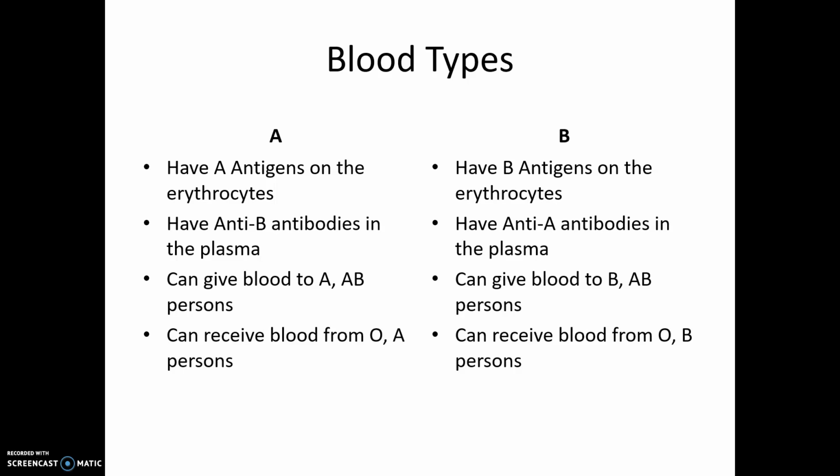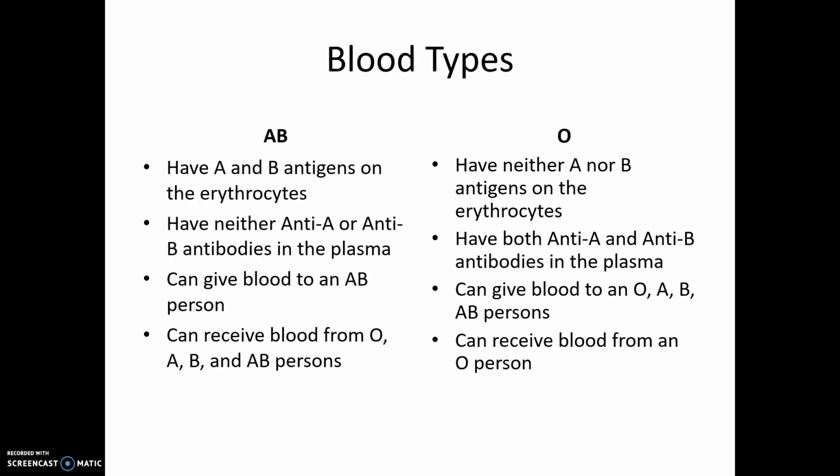When we talk about B blood types, they have B antigens on the outside of the red blood cells. That means they're defending against everything except itself, so they have anti-A antibodies in the plasma to defend themselves. They can give blood to people who are B or AB, and they can receive blood from someone who is O and someone who is B.